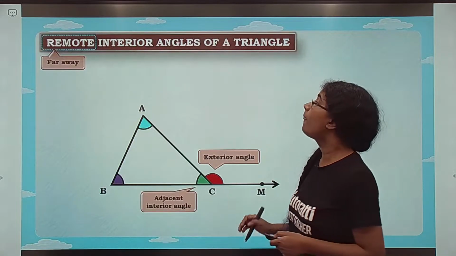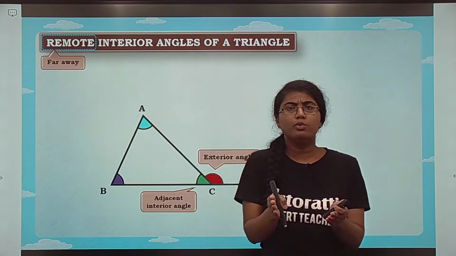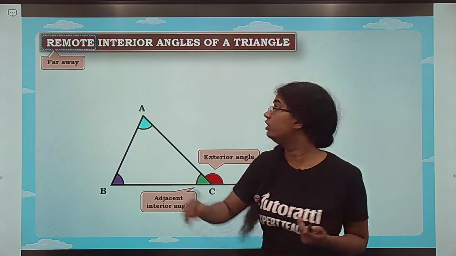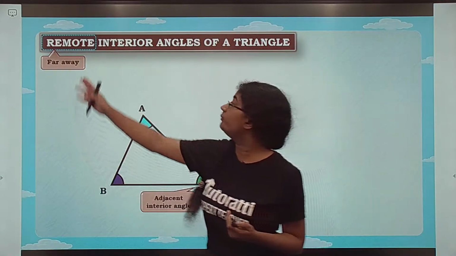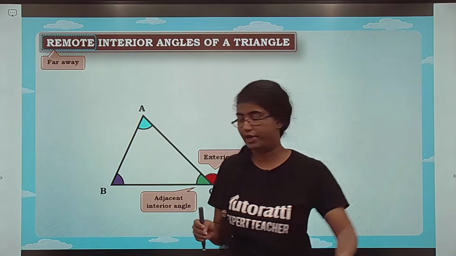Now, we will be talking about what are remote interior angles. We are aware of the term interior angles. What is a remote interior angle? What is this term remote? Remote here means further away. It is far away from the angle.